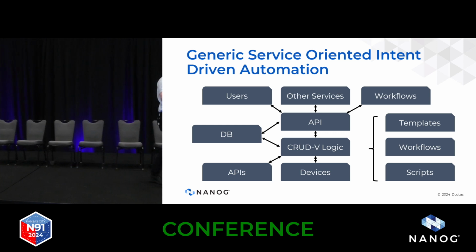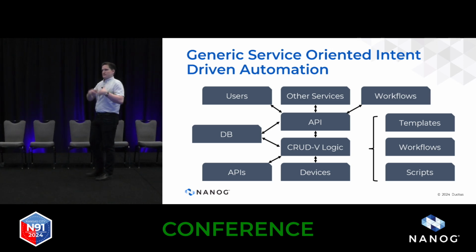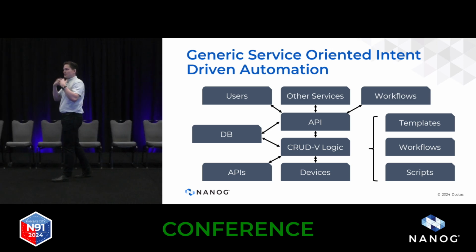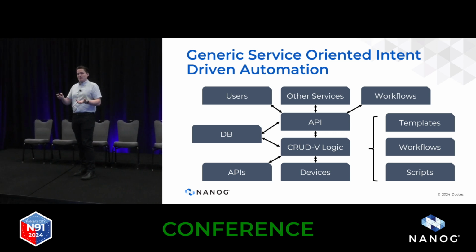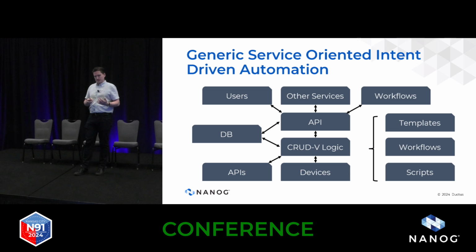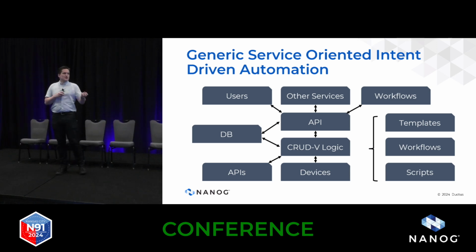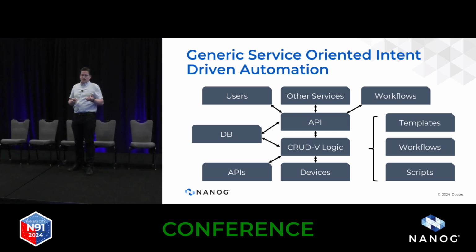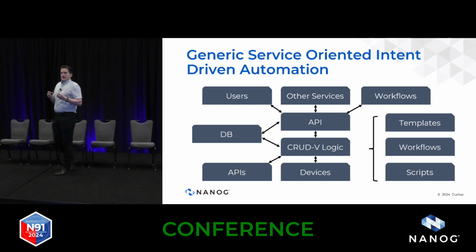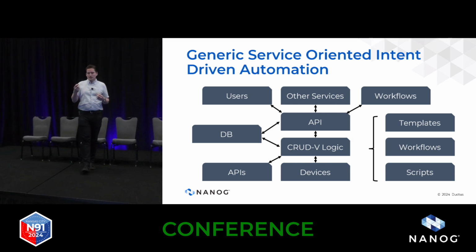At the top here we have users, other services, and workflows. So these are where the information is coming from. Where is our declaration of intent actually coming from? How are we using this system? And those are all going to be funneled into one API. Maybe the users are going to use a web UI. That web UI will then be powered by that API. This API is going to be mapped to our customer model, like we saw earlier.